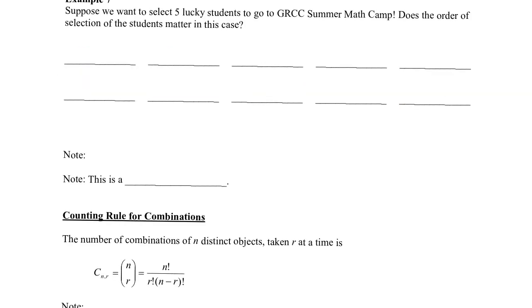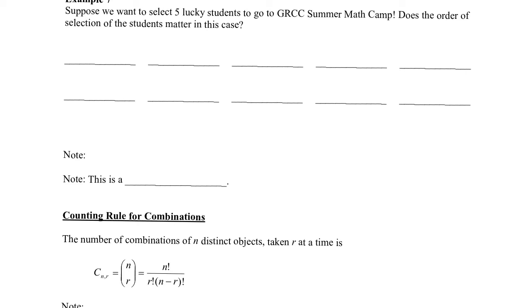So now let's look at a different situation. Suppose we want to select 5 lucky students to go to GRCC summer math camp. Now before I get all the emails, I just made this up. It isn't real, okay? Every time I mention this, students email asking, can I get in? When does it start? How much? So I just want to stop that. There really isn't a GRCC summer math camp. I know it sounds awesome, but it doesn't exist. It's just for this story problem.